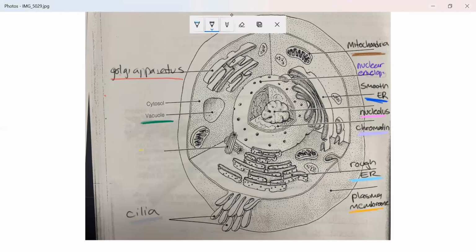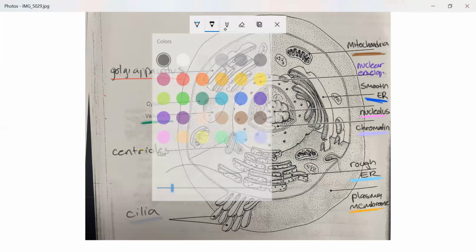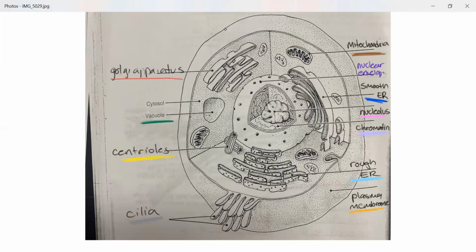And lastly, we have a pair of centrioles. They help the cell divide. I would like you to color those yellow. And that is your instructions. So by Thursday's class, make sure you have all those colored in that arrangement. And that is all.